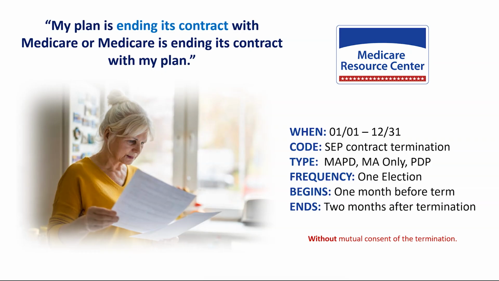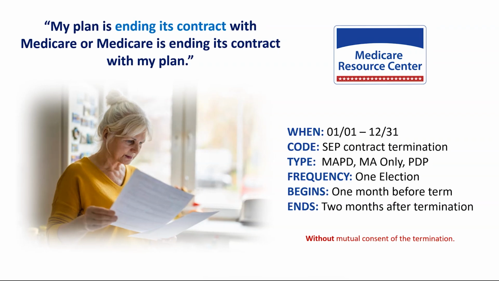Now, if one of the two parties does not agree, meaning they're not mutually consenting that they don't want the other, then the enrollment SEP code is the same, okay? You still only get to use it once, but now it begins 1 month before the term and ends 2 months after the term. So just a little bit of difference in the time frame in which you can do that.